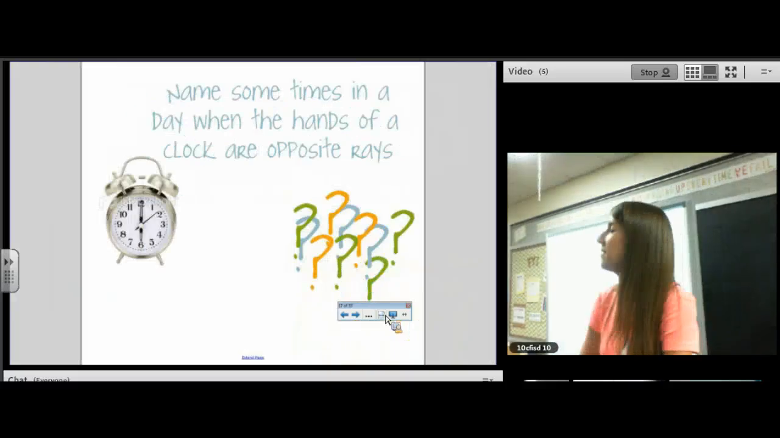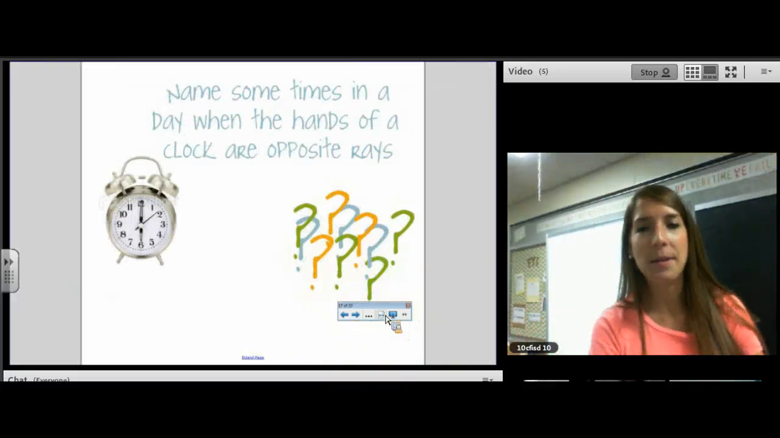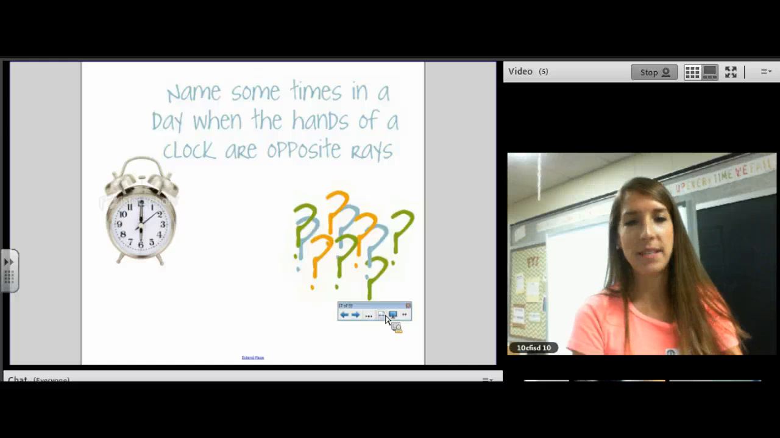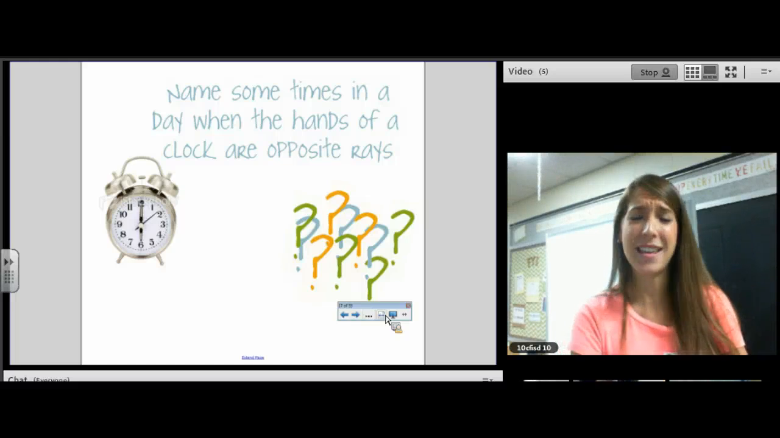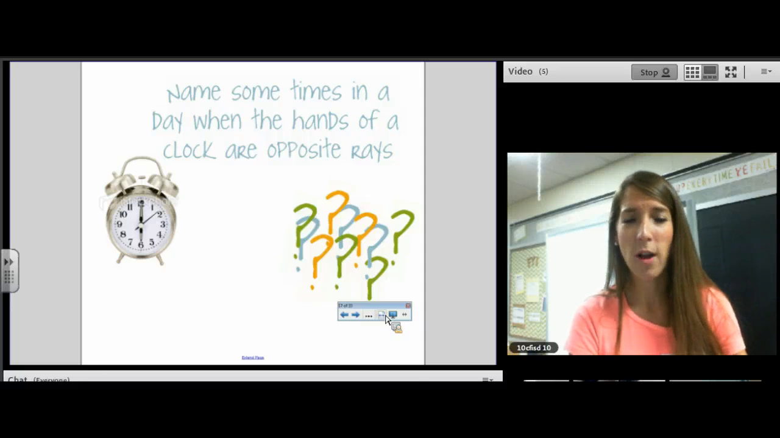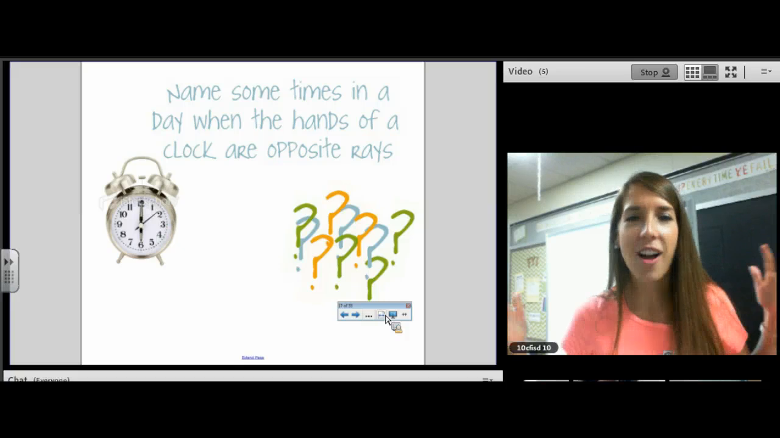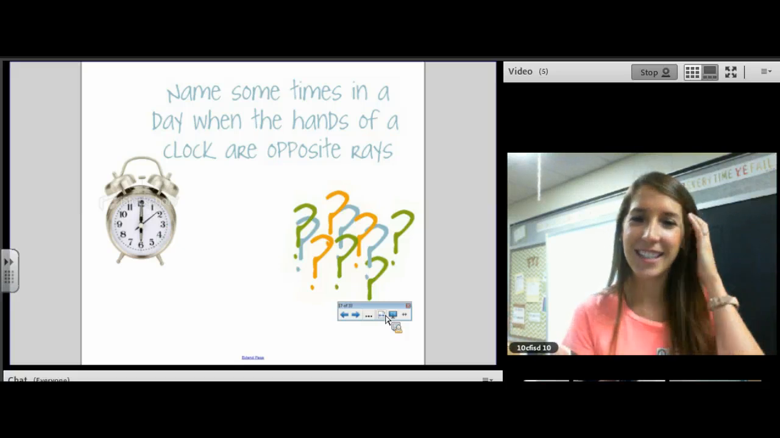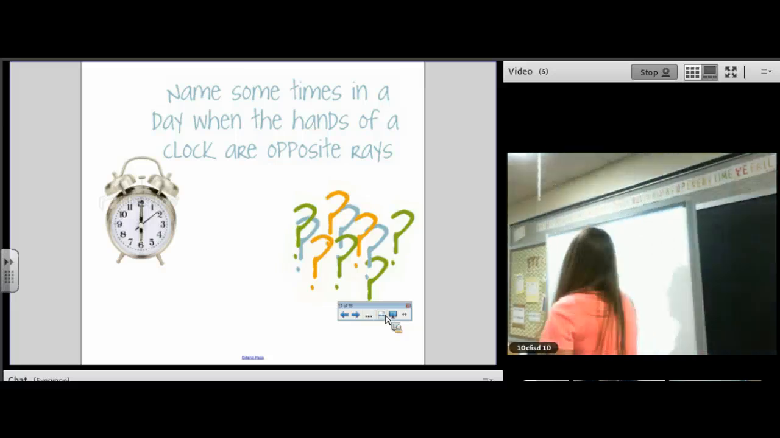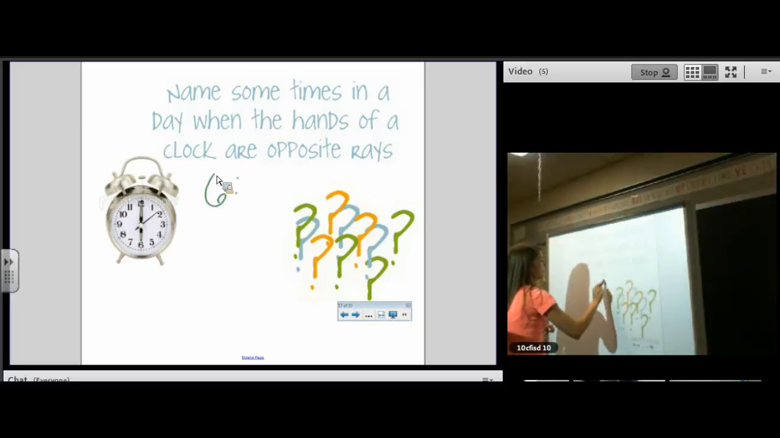Okay, just for fun, name some times in a day when the hands of a clock are opposite rays. You probably don't stare at clocks like this much anymore because you have cell phones and digital watches and stuff, but 12:30, I heard 12:30, I heard 6 o'clock. That's cheating because it's already 6 o'clock on there. So definitely 6 o'clock. Someone said 12:30.